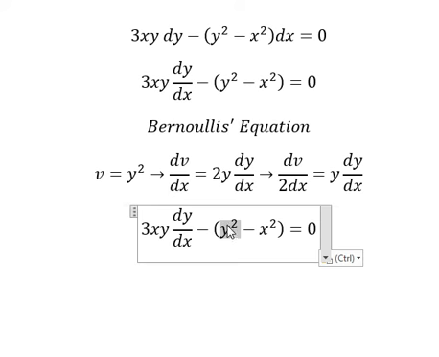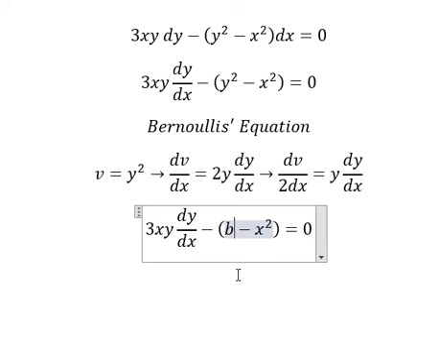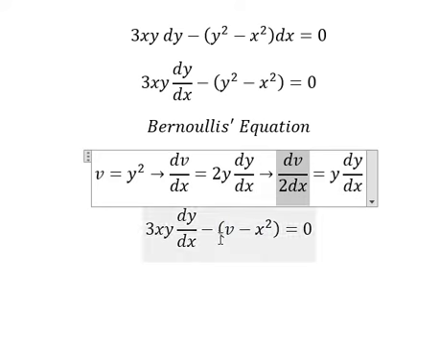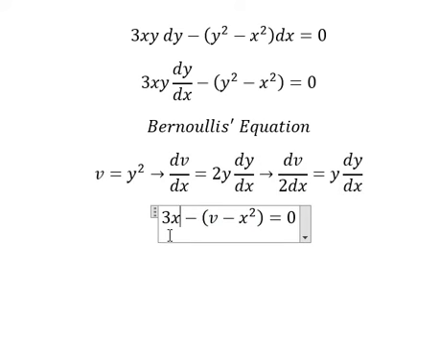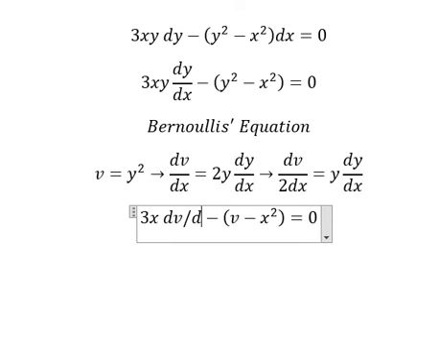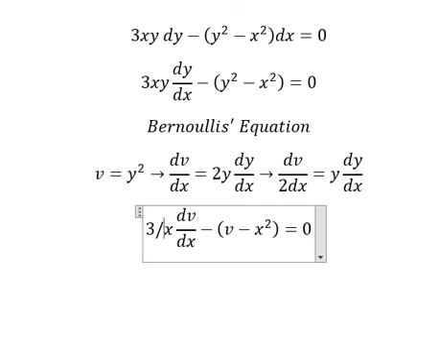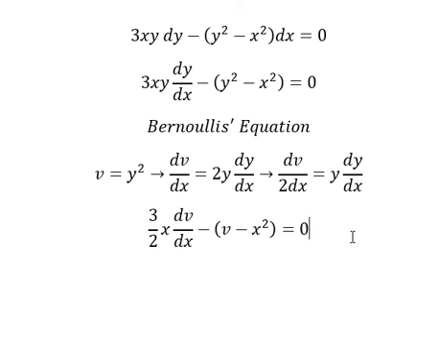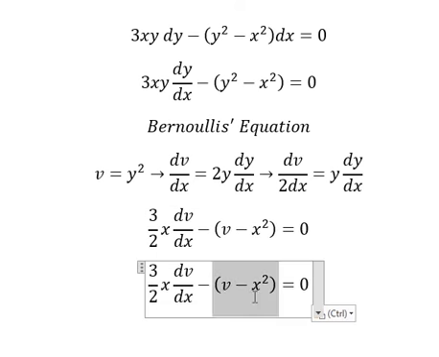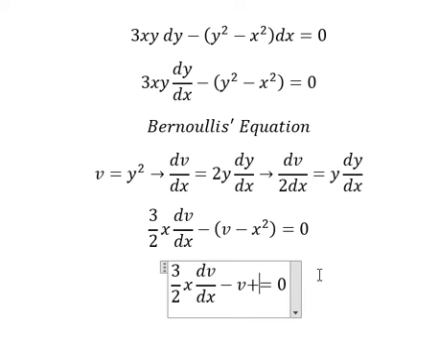About y squared here, we change it to v. Y dy over dx, we change to dv over 2dx. Next, we need to open the parenthesis. You get negative v plus x squared.